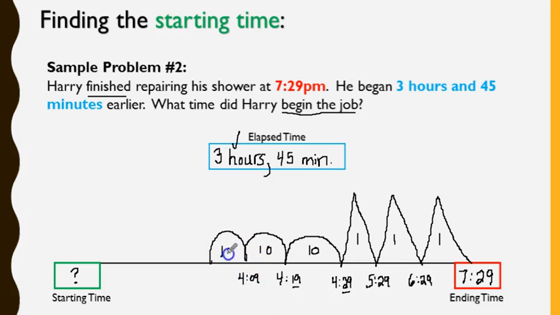10 more minutes. Okay, so now this one I'm going to be passing the 12 at the top. So I'm going to go to 3:59 to subtract that 10 minutes. If I subtracted 9 minutes, it'd be 4 o'clock, and 1 extra minute, it would be 3:59.